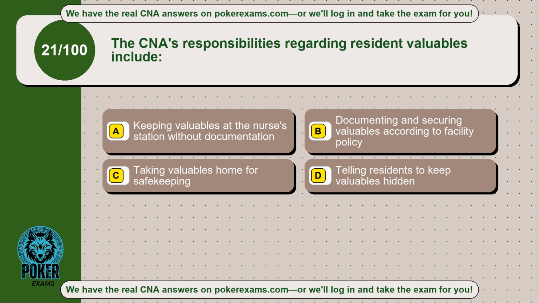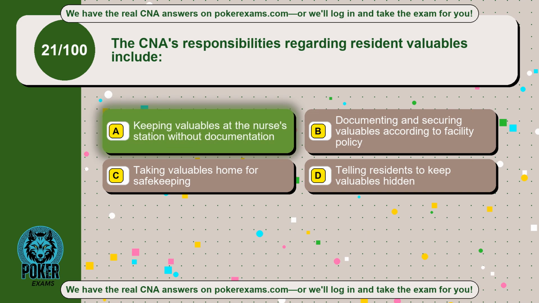Question 21. The CNA's responsibilities regarding resident valuables include: Option A, keeping valuables at the nurse's station without documentation. Option B, documenting and securing valuables according to facility policy. Option C, taking valuables home for safekeeping. Option D, telling residents to keep valuables hidden.